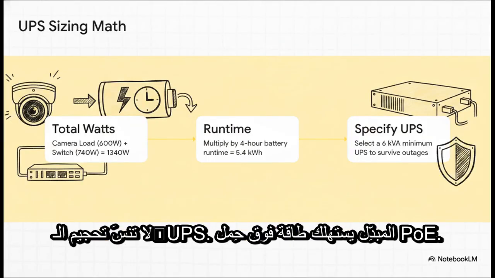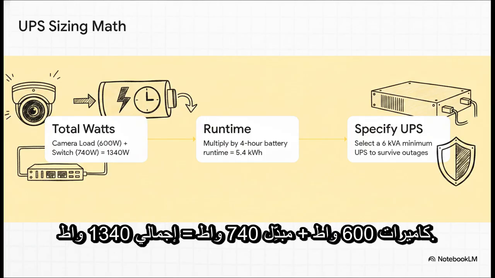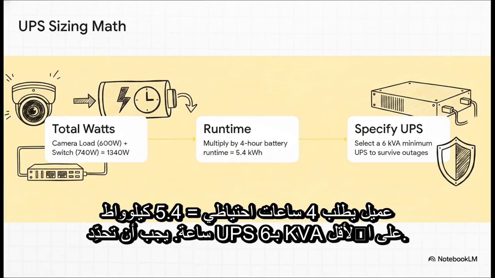All right, let's keep this rapid-fire math going because we absolutely cannot forget about uninterruptible power supplies, or UPS sizing. Remember, the switch itself draws power on top of your PoE loads. So if your camera load is 600 watts and the switch itself needs 740 watts to run, your total load is actually 1,340 watts. Now, if your client is demanding a 4-hour battery backup runtime, you multiply that out and get 5.4 kilowatt hours, meaning you must specify at least a 6 kVA UPS to actually survive an outage.